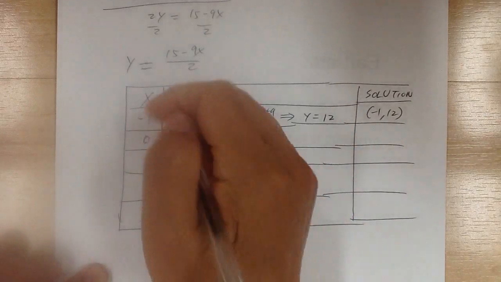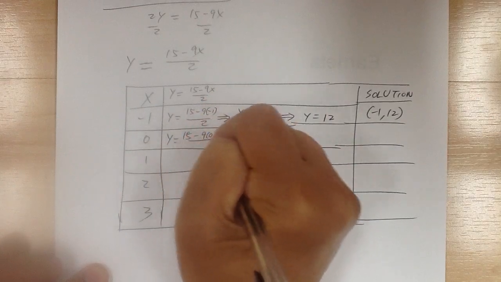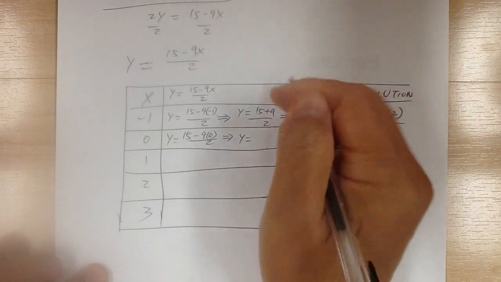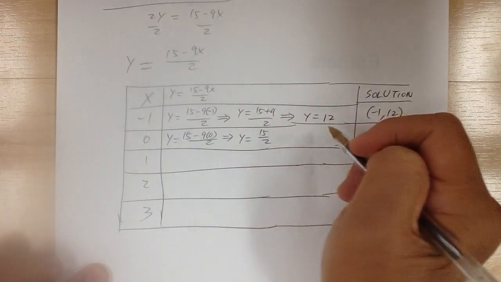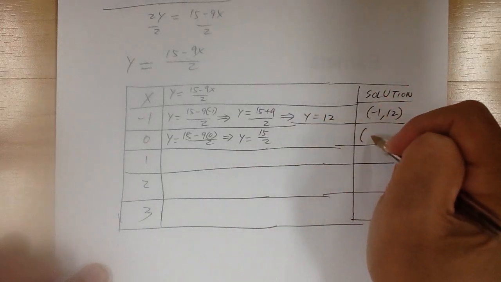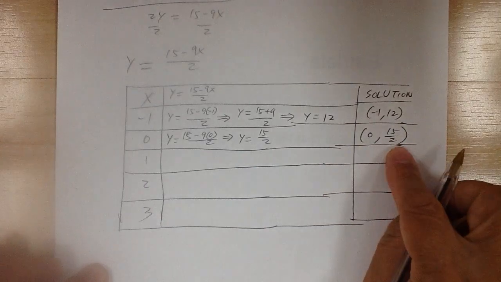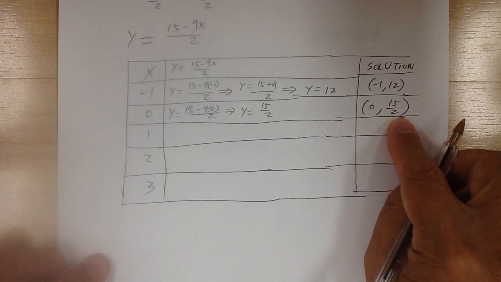Now do the same thing. So you got y equal to 15 minus 9 times 0 over 2. So you're going to get y equal to 15 over 2. And in this case, that's it. So you're going to get 0, 15 over 2. Now keep it as an improper fraction. Don't waste time trying to convert into decimals or mixed numbers.